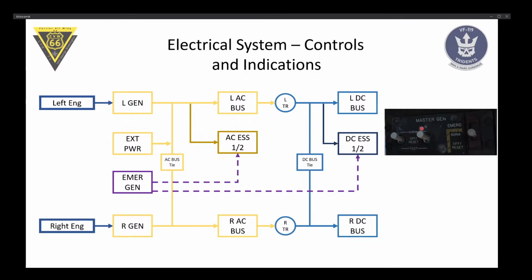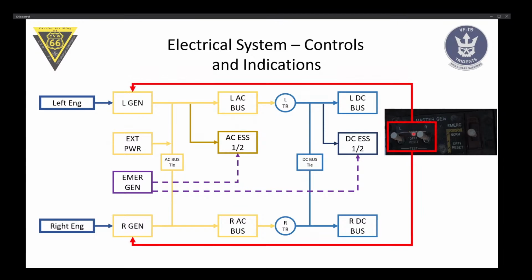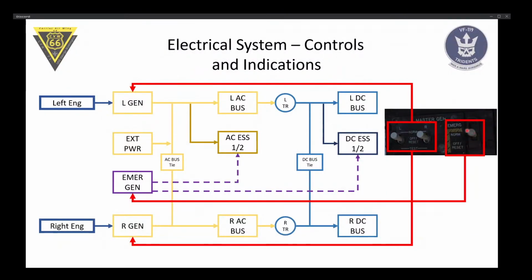Here's a control panel. You can turn the generators off or on, and you can also test them. But I don't think this does anything in DCS. But depending on if the light comes on in test position, you can deduce what kind of failure you have in the system. But what is important is the emergency generator control.